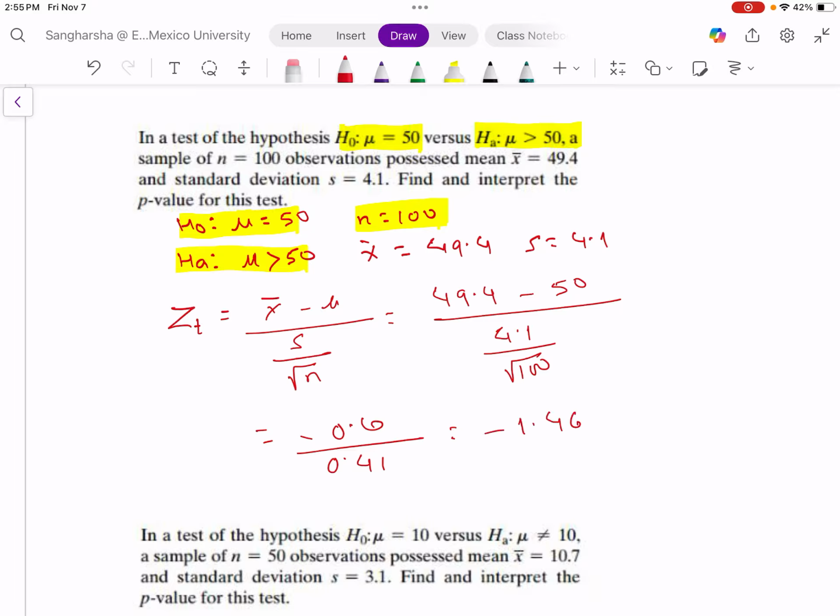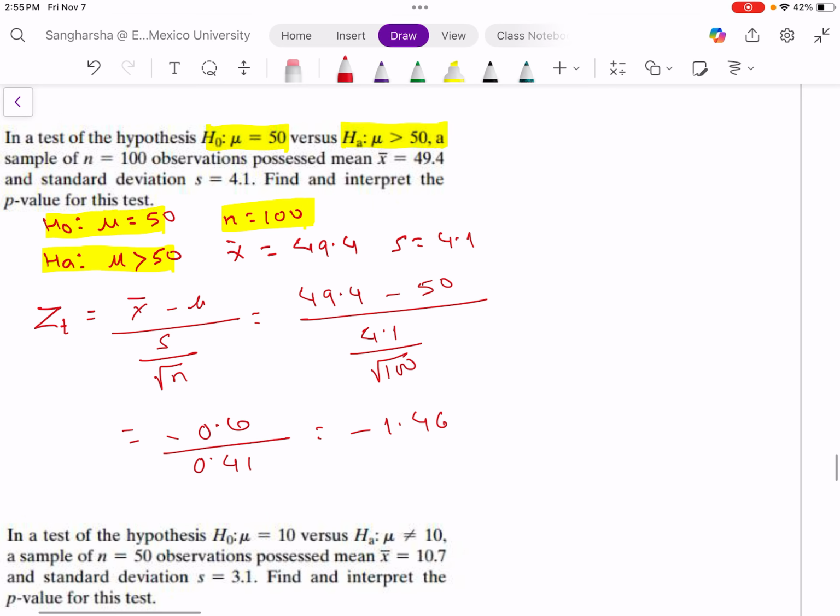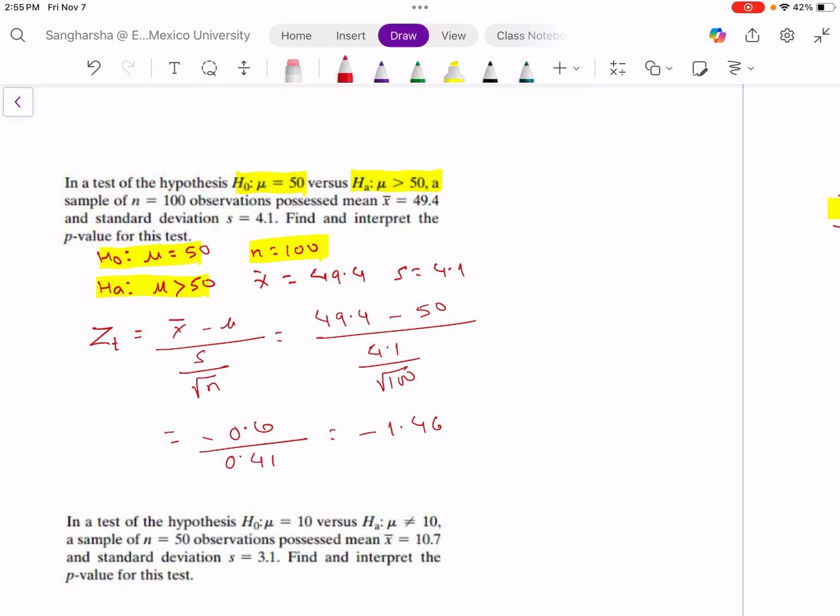So this is our test statistic. Now let's go ahead and draw our rejection region. Our alternative hypothesis is an upper one-tailed test. This is 0, so our z of negative 1.46 is here. Okay, rejection region, we don't have a rejection region, but what do we know?